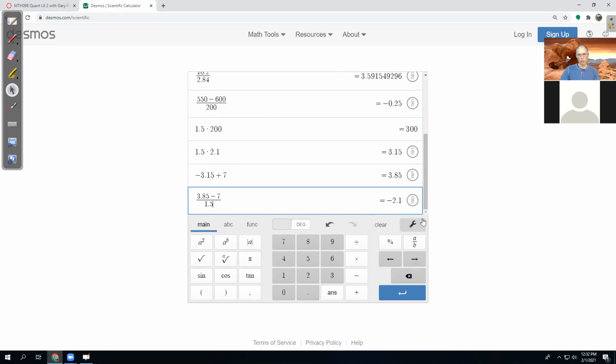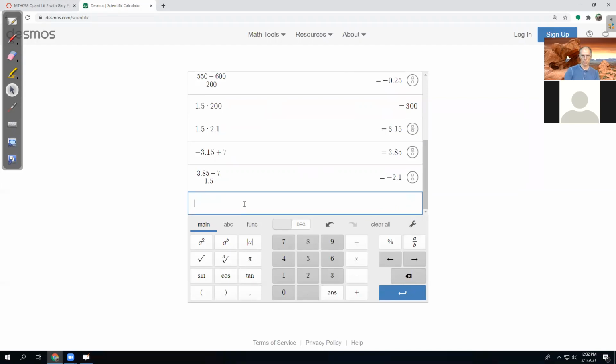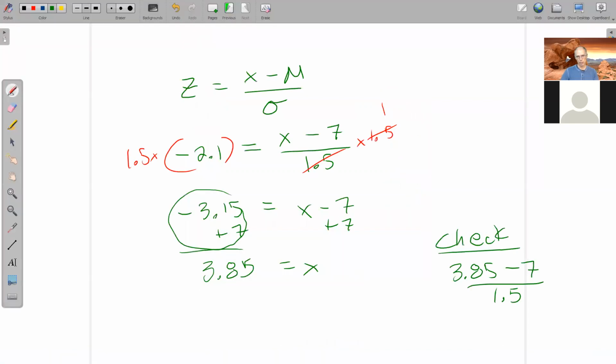And I got negative 2.1, which is right what I was supposed to get. So you can always back up in a formula and check that the number you calculate works. So again, the process here was I had to do a multiplication by the denominator first, and then I added that number over to the other side second. And it just works that way all the time.